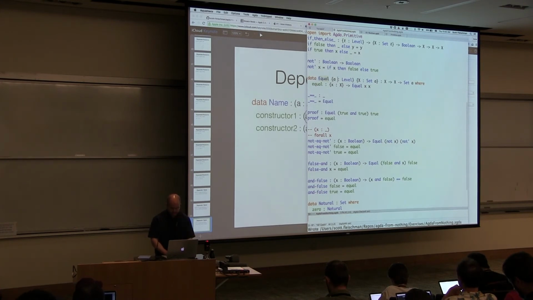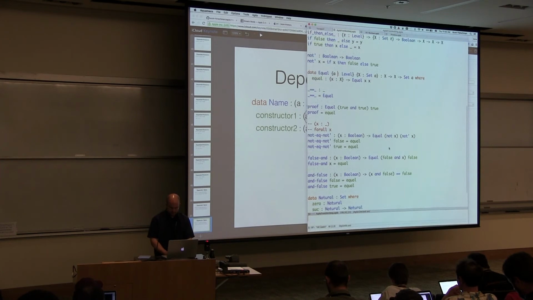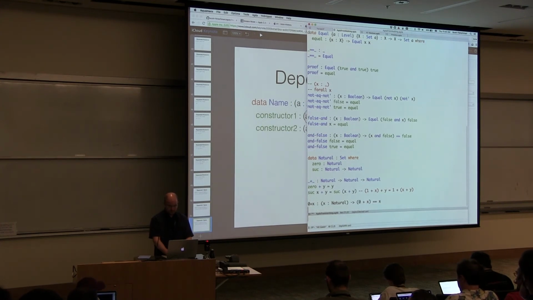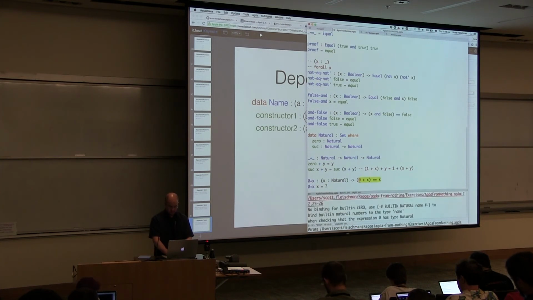All right, so now we have equal that takes any set. All of our existing code still works. We successfully abstracted over it. So let's do 0 plus x, right? We want to say that given any natural number that 0 plus x equals x. Does anybody think they know? Oh, right. Okay, so 0.